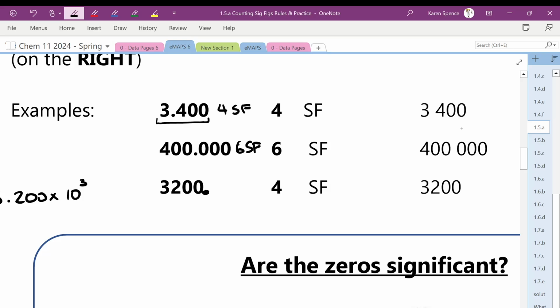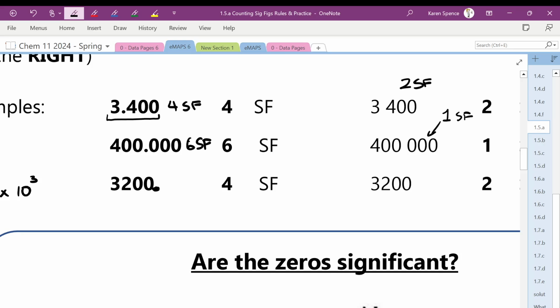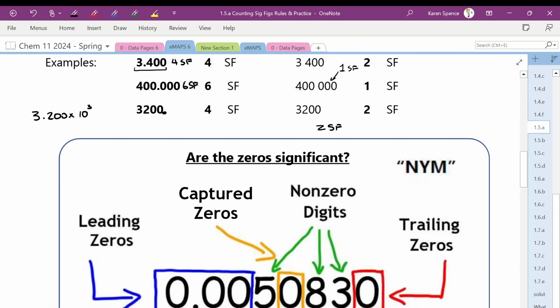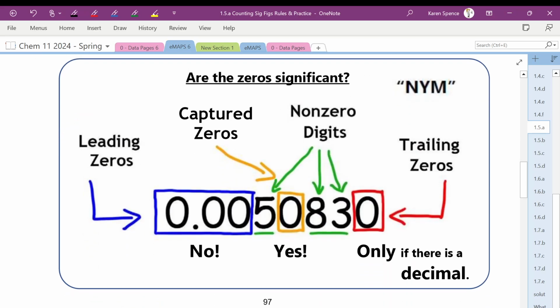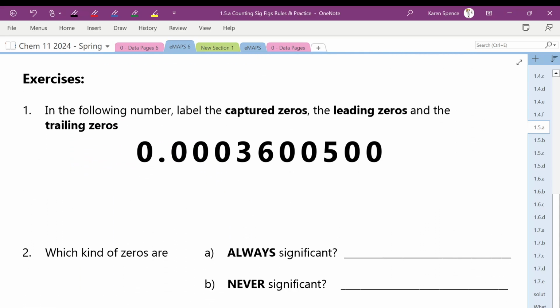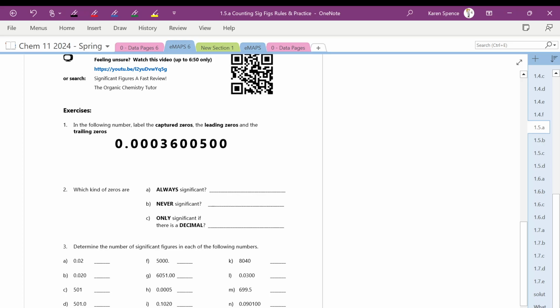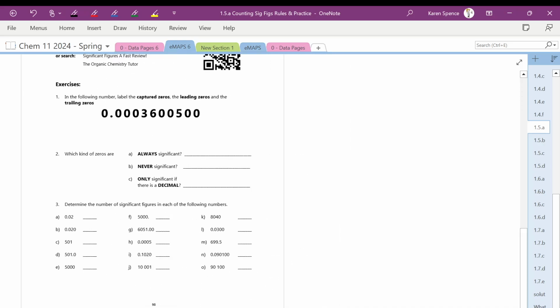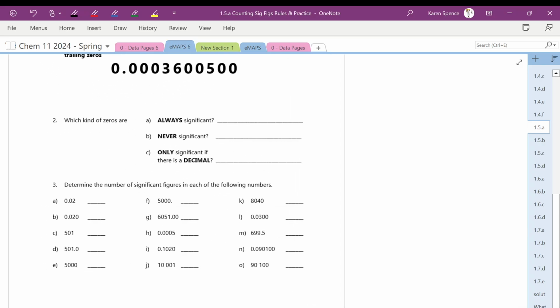3,400 with no decimal, however, are those zeros significant? No, so we only have 2 sig figs. 400,000, no decimal? 1 sig fig. And 3,200? 2 sig figs. Okay, and then there's just a little picture of the no, yes, maybe. No, yes, only if there's a decimal. Did you want to try these exercises here and then quickly check with your answer key? Give them a go.